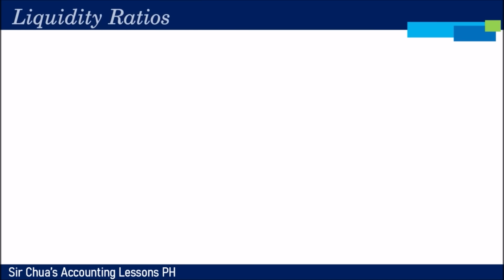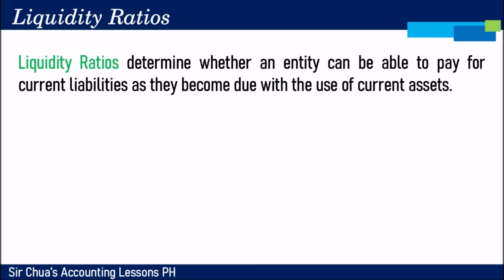Okay, so let's first talk about liquidity ratios. Liquidity ratios determine whether an entity can be able to pay for current liabilities as they become due with the use of current assets. So, ang pag-uusapan po natin sa liquidity is, kaya bang magbayad ng company ng kanilang mga current liabilities gamit ang kanilang current assets? So, in liquidity, ang titignan natin is items related to the company's current assets versus their current liabilities.